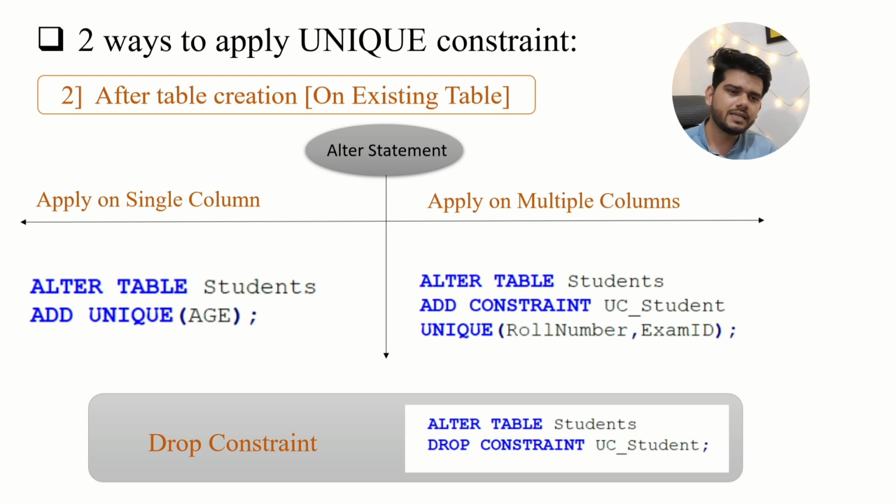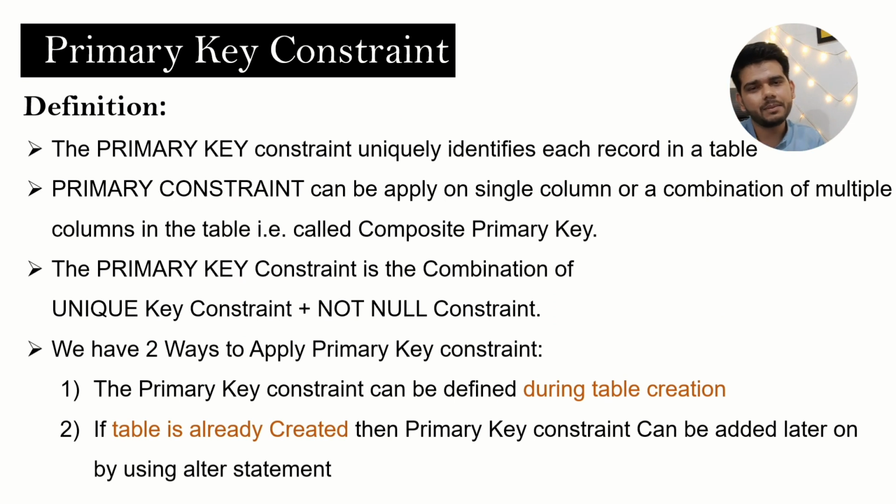Suppose the business requirement has changed and they no longer want this constraint, then we can easily drop it using the syntax below. Number 3, we have the primary key constraint. The primary key constraint uniquely identifies each record in a table, and it can apply on a single column or a combination of multiple columns in the table, which is called a composite primary key.